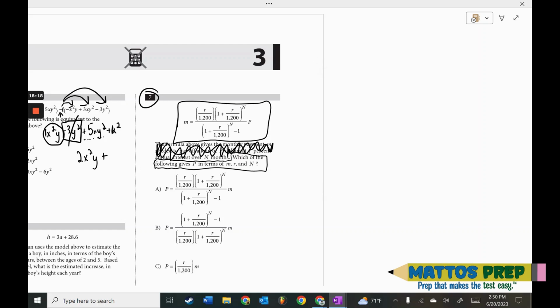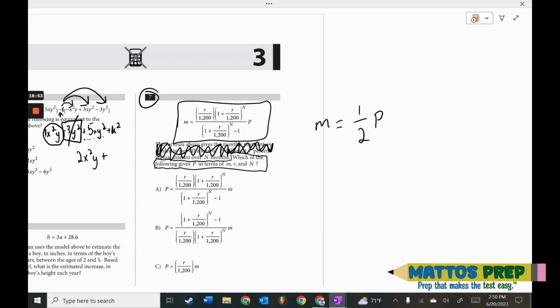Right now, what do we have? We have an equation that gives M in terms of P, N, and R. And what it wants us to have is an equation that gives P in terms of M, R, and N. So all we have to do is get P alone and M on the other side. Imagine we had M equals 1/2 times P. How would you put it in terms of M?